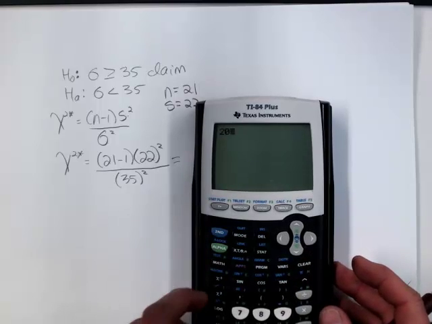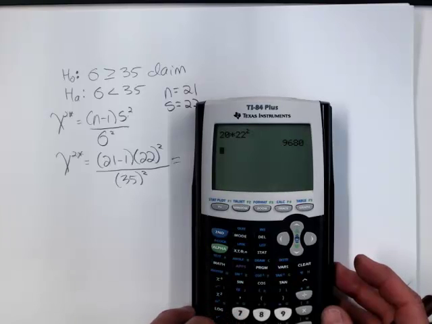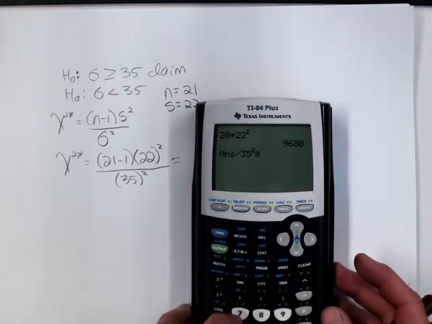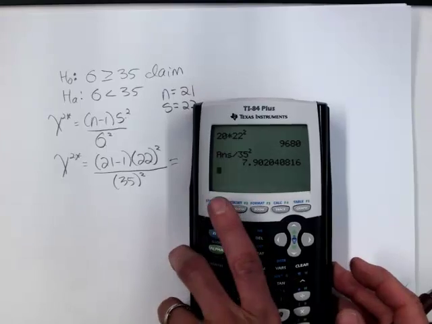Okay, 20 times 22 squared, and divide by 35 squared. Do you get 7.902?